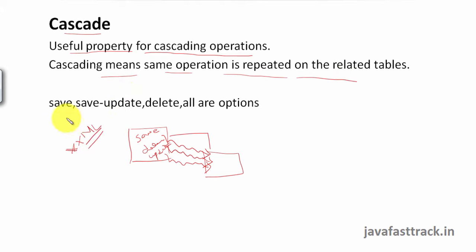In the XML file, you should mention any of these options. If you want only save operations to be cascaded, then you must mention save. If you want only delete operations to be cascaded, then you must mention delete. If you want only update operations to be cascaded, then you must mention update. If you want both save operation and update to be cascaded, then you must mention save update. If you want all operations to be cascaded, then you must mention all.